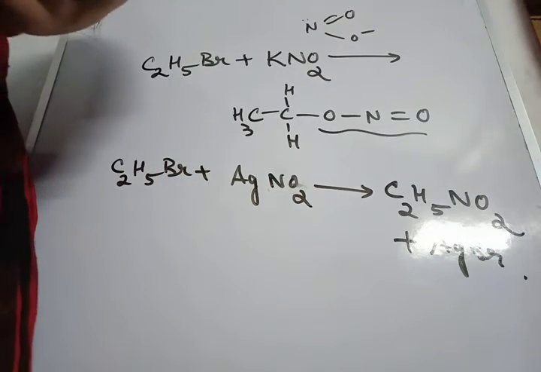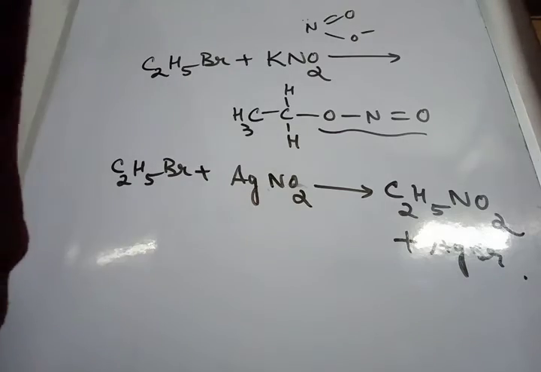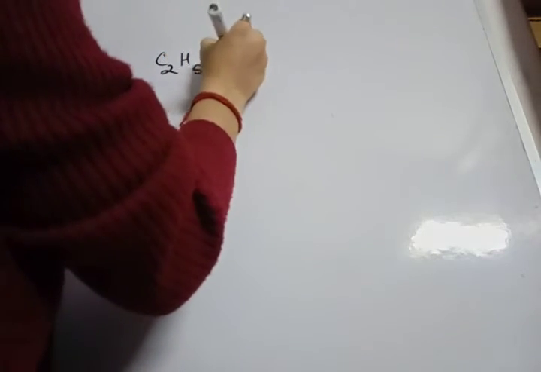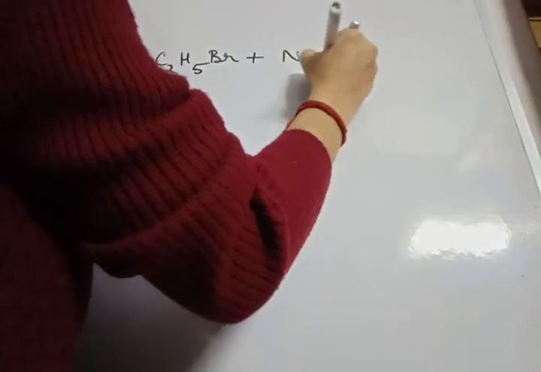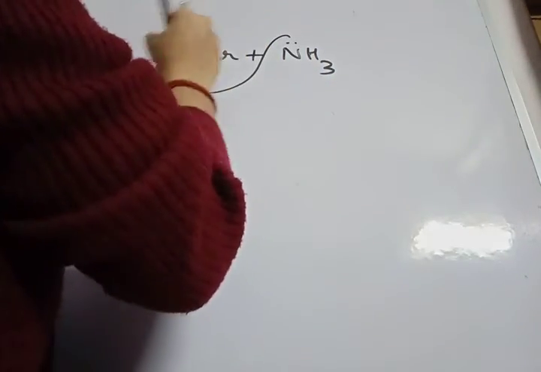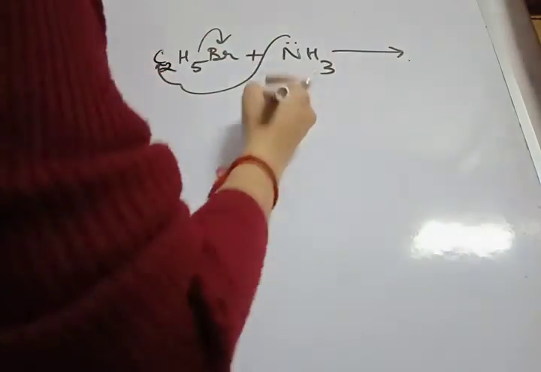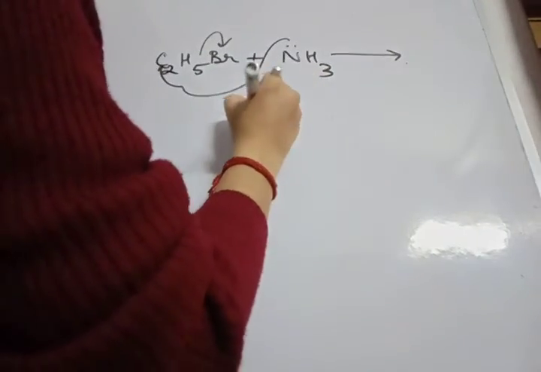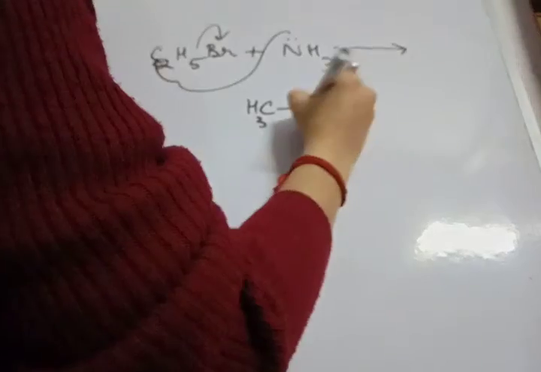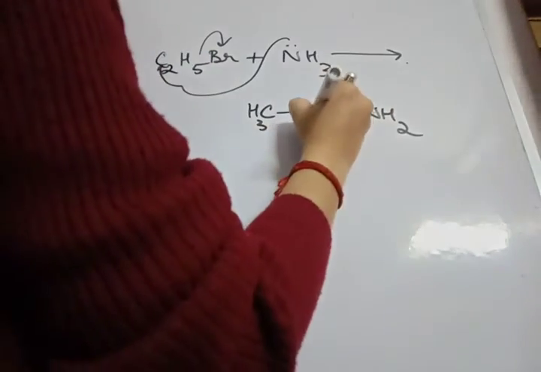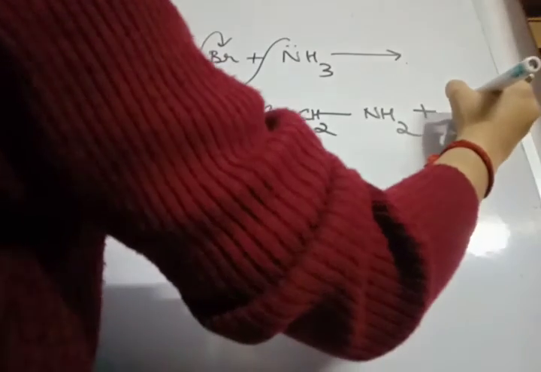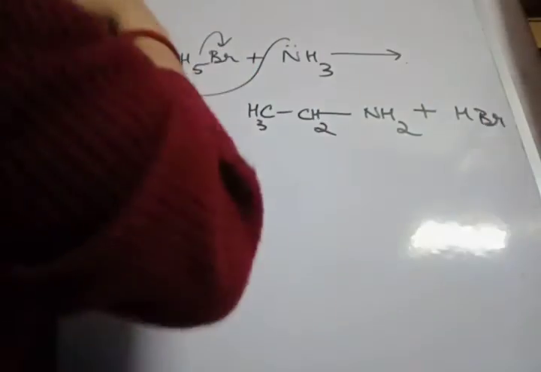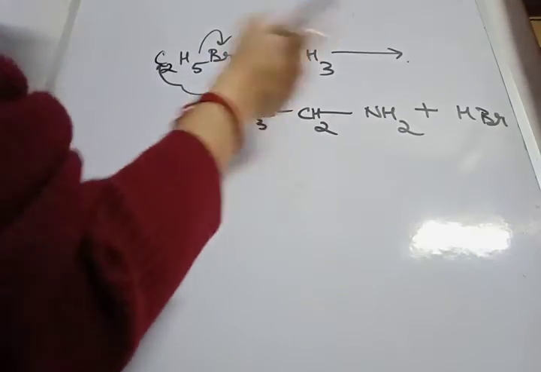Last is ammonolysis of alkyl halides. So in case of ammonolysis, what we have to do? We have to use alkyl halide. First step, ammonia. Ammonia has a lone pair. It is attacking the carbon end. Br will move out. So what do we get? CH3CH2NH2 plus HBr. Because Br is moving out, 1 H we are getting from ammonia. So this is the thing.